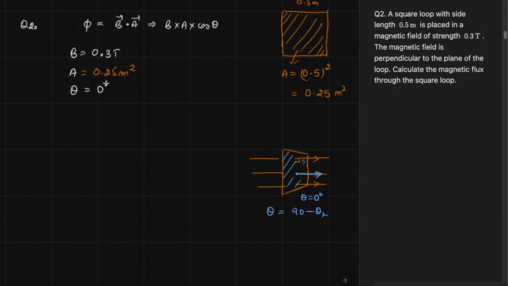Theta is 0 degree. Let's use our formula for calculating flux, and that will be, flux will be equal to 0.3 multiplied by 0.25 and multiplied by cos 0. So cos 0 is 1, and if you use your calculator, you will get the value of 0.075 Weber. So that is the answer. Let's go to the next question.